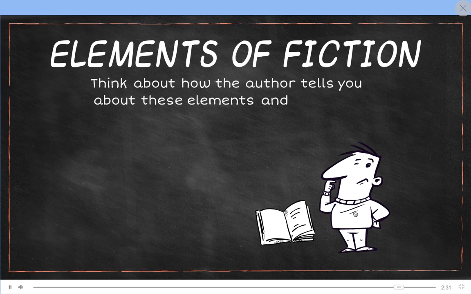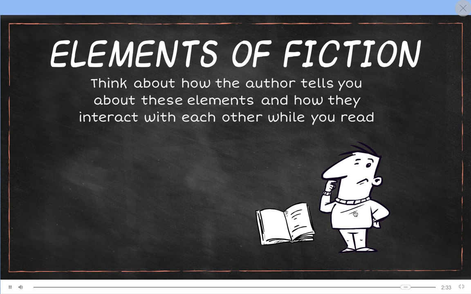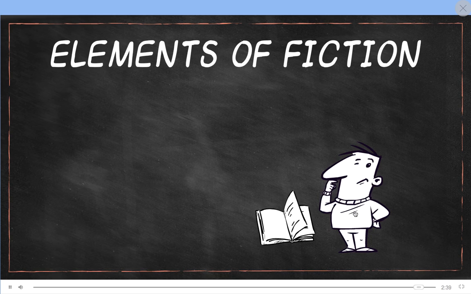The big thing with elements of fiction is to think about how the author tells you about each of these elements and how they interact with each other while you read. Knowing what they are is important, but we also need to think about how they work together. So some questions you might want to consider are, how does this time or this place, the setting of the story, contribute to what the story is about? Would it make sense to have the same set of events, the same plot, if we had the story set in a different place? Would different characters interact differently or solve the conflict differently, thus making it a different story? So those are some of the things you want to think about.